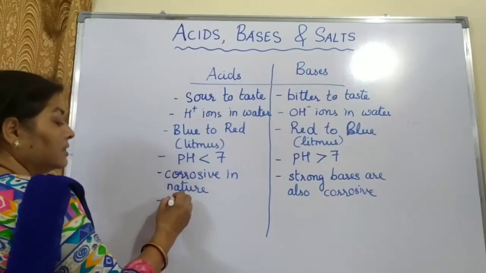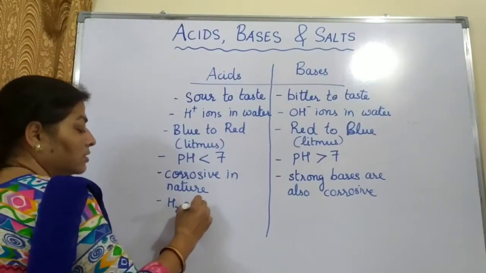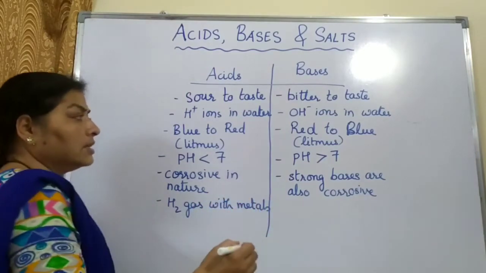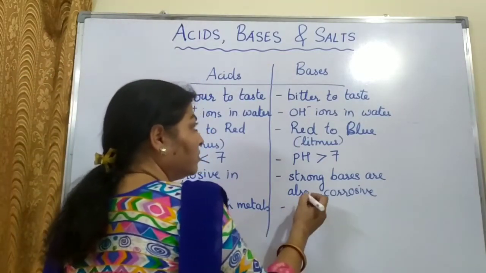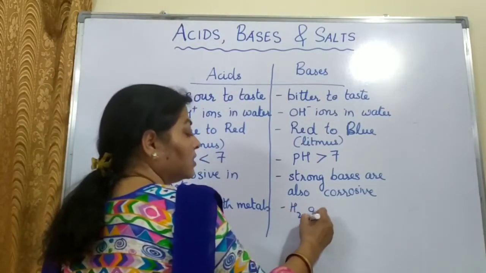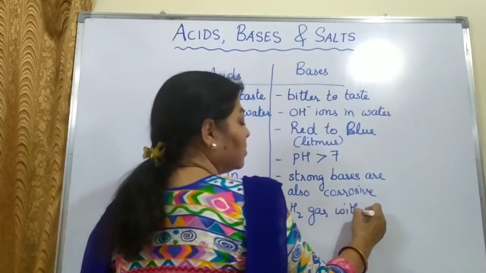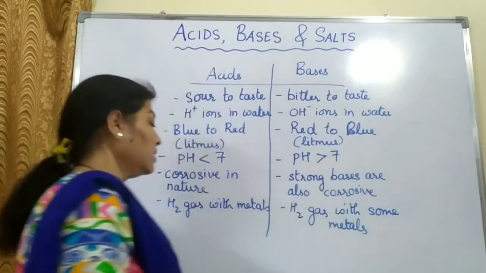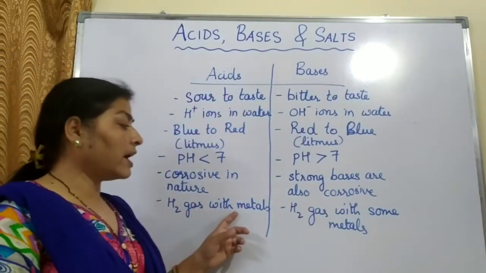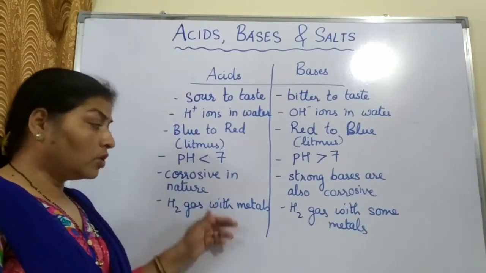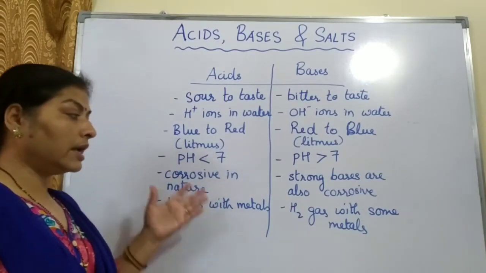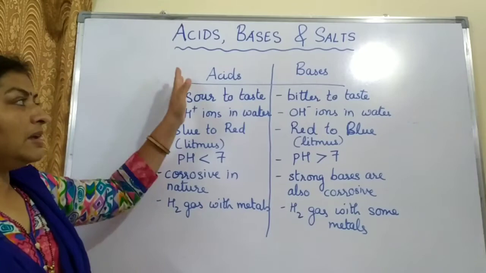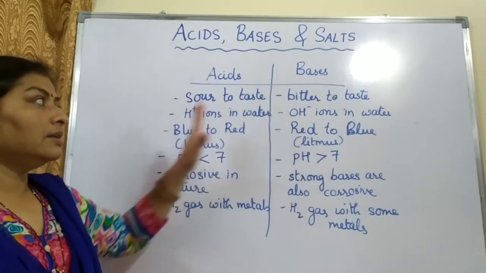And then acids give hydrogen gas with metals. And in the case of bases, they give hydrogen gas with some metals, not with all. A few metals. And acids will give hydrogen gas with those metals which are more reactive than hydrogen. That all we are going to see in detail in this chapter. So these are some basic differences which you had seen between acids and bases.